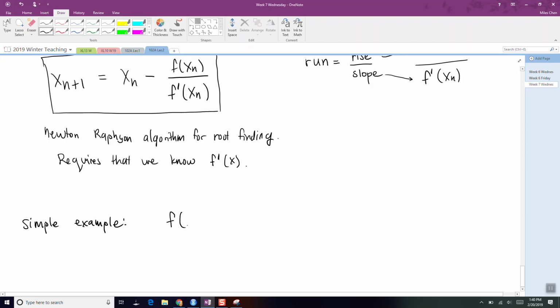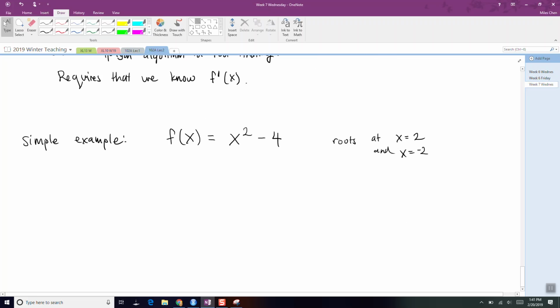Okay, let's say f of x is equal to x squared minus 4. Okay, so we already know we have roots. Where do we have roots? Roots at where? Where does this thing cross the x-axis? X equals 2 and x equal to negative 2, right? So at x equal 2 and x equal to negative 2, f of x equals 0, and those will be the roots of the function, okay? But let's go ahead and we'll solve this using Newton-Raphson.